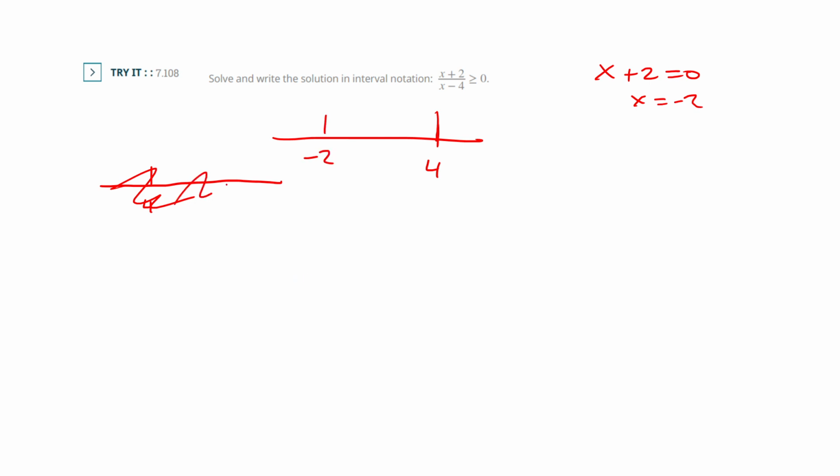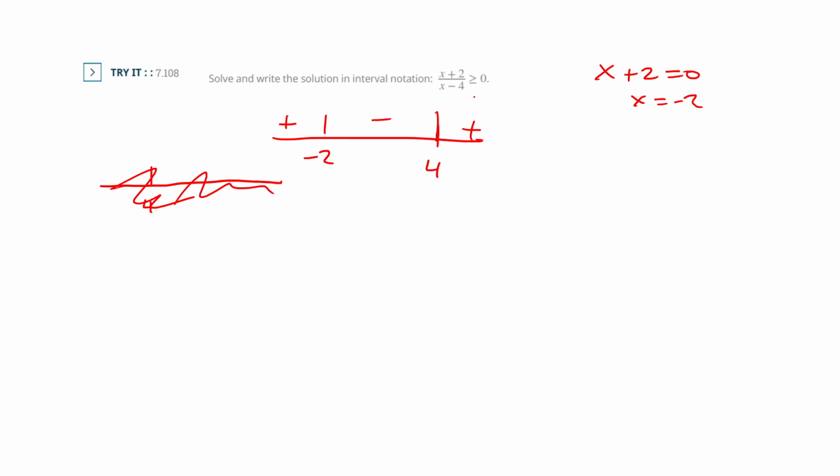Okay, so now we're going to test our regions. I'm going to pick 0 for this region, and it would be 2 over negative 4. It's going to give me a negative. I pick negative 4 over here. It's going to be a positive. If I pick 5 over here, 7 over 1, it's also going to be a positive. It doesn't always happen like that. It tends to happen like that, but it doesn't have to.